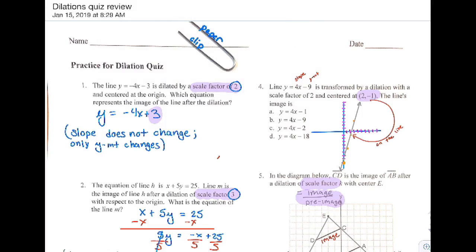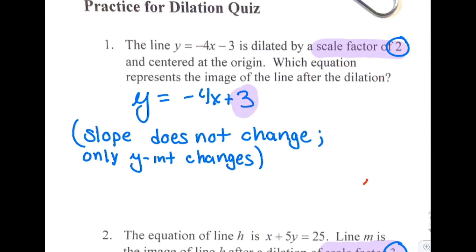Okay, so these are the same hints that were on the board in class today. Remember, when you have a line and it's already in the correct form, y equals negative 4x minus 3, that's in the correct slope-intercept form, then you're ready to go. You just take the scale factor and multiply it by the y-intercept. So the final answer would be negative 4x plus 6, because 3 times 2 is 6.